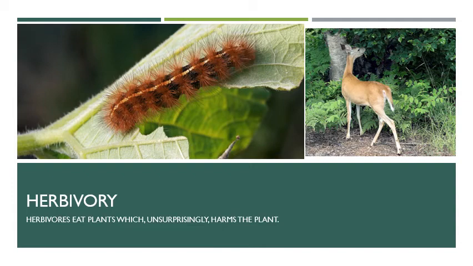Organisms may interact through herbivory. Herbivores eat plants. Now, this, unsurprisingly, harms the plant. Plants don't like this. So you have one organism exploiting another. The herbivore exploiting the plant.